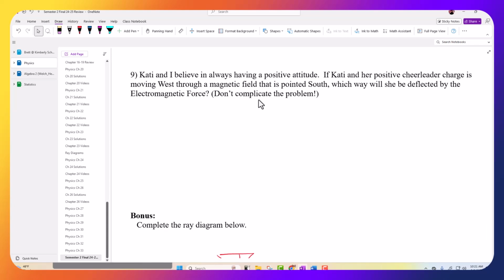If Katie and her positive cheerleader charge is moving west through a magnetic field that is pointed south, which way will she be deflected by the electromagnetic force? This is not supposed to be complicated. This is simply a right-hand rule problem. You don't even have to make a calculation. You just have to know which direction to point.